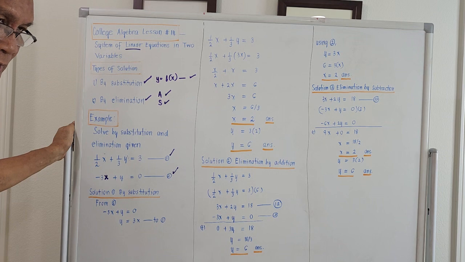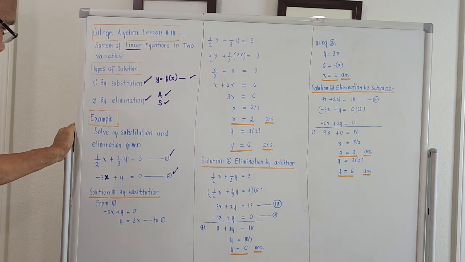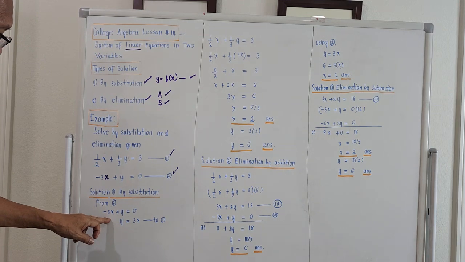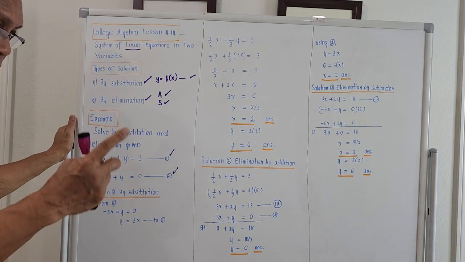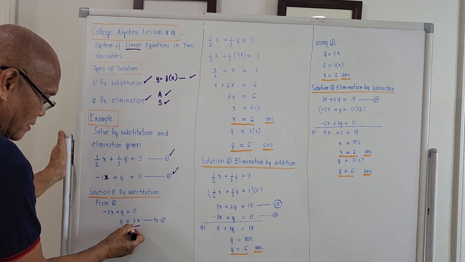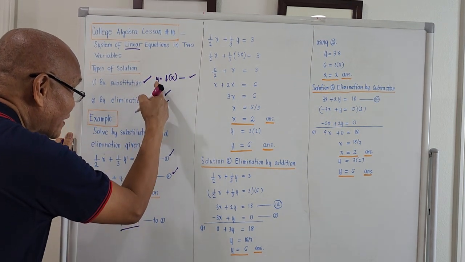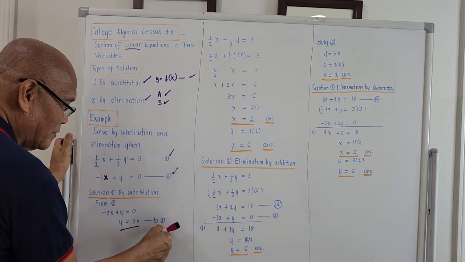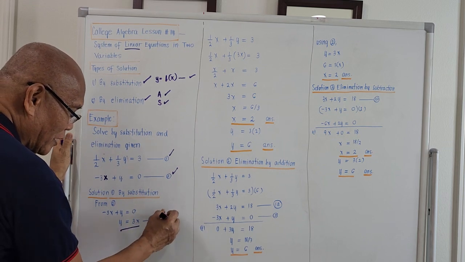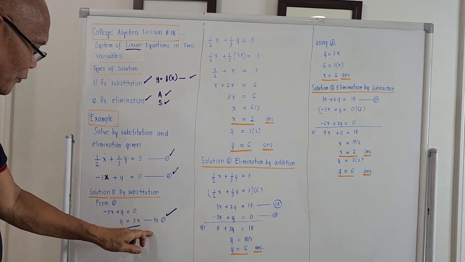Let's bring out the first solution, solution number 1, by substitution. From equation number 2, minus 3x plus y equals 0, try to solve for y. y will be equal to 3x. So we are now given y as a function of x from equation number 2. We get this value y equals 3x, and we put it into equation number 1. So I place it here: y is equal to 3x, into equation number 1.